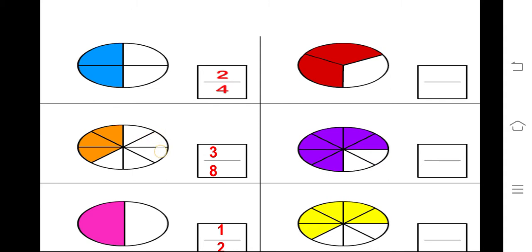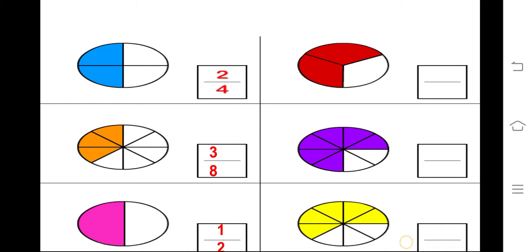Here 1, 2, 3, 4, 5, 6, 7, 8. This is divided into 8 parts, and among 8 parts 3 are colored or shaded. So 3 by 8. The next has 2 parts, 1, 2. So write the number 2 down, and how many parts are colored? 1. So that you have to write on the top. So 1 by 2, 1 is the numerator, 2 is the denominator.